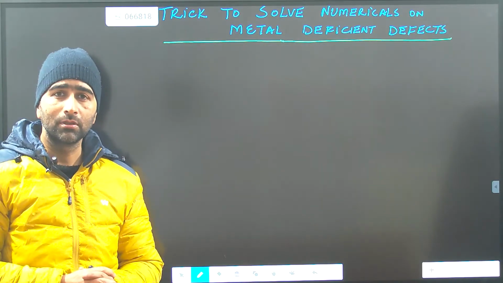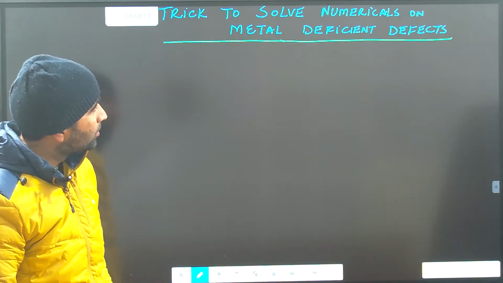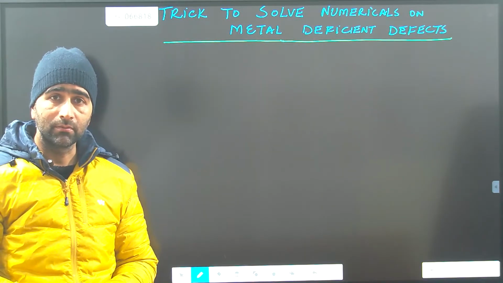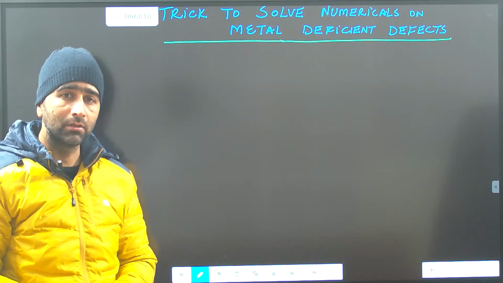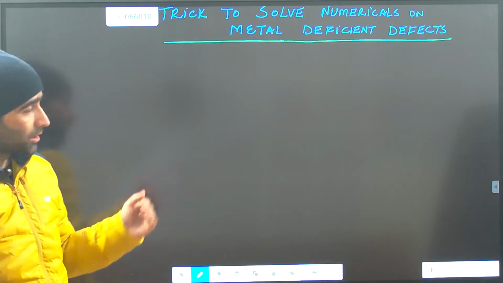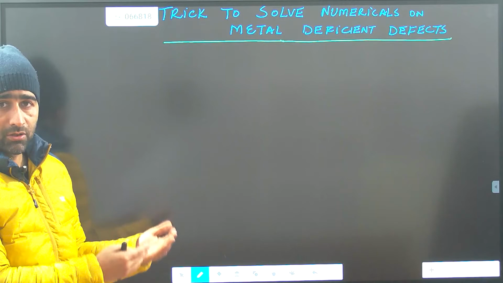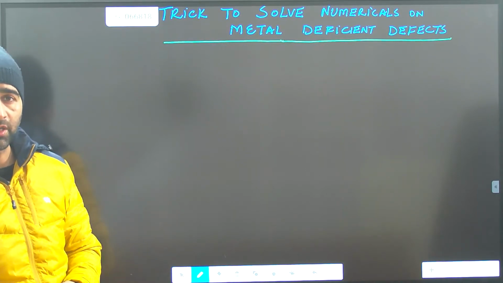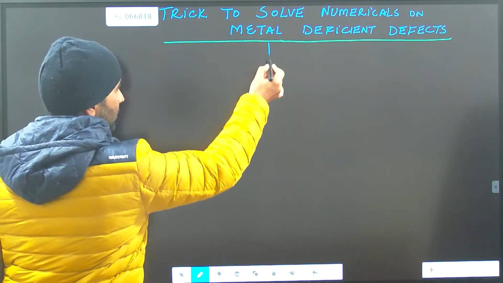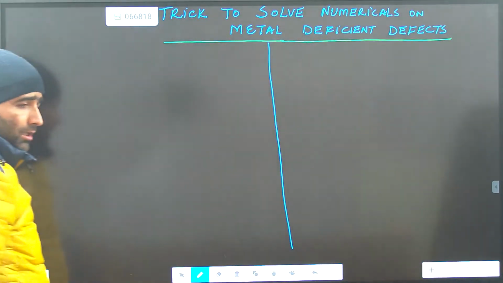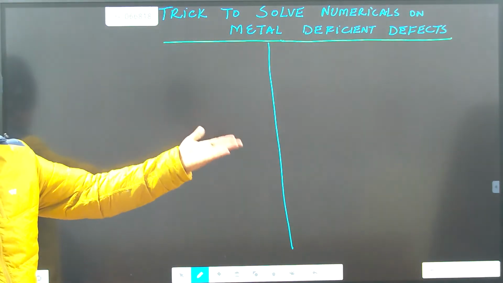Hello dear students, today we are going to see the trick to solve the numerical on metal deficiency defects. Those questions are being asked in JEE Advanced, JEE Mains, or NEET examinations, and you will be able to solve such numerical, though it's considered difficult, within a minute only. I will show you two methods actually. The first method involves a trick, and the second method involves an actual method.